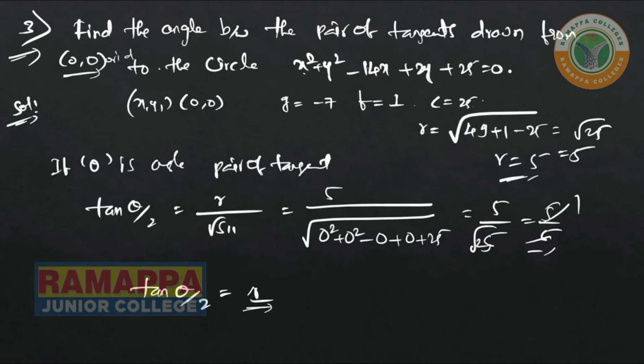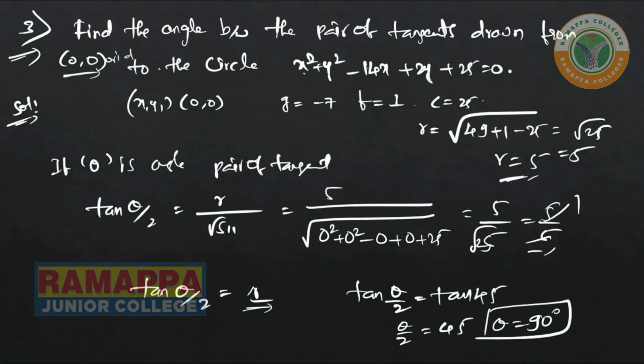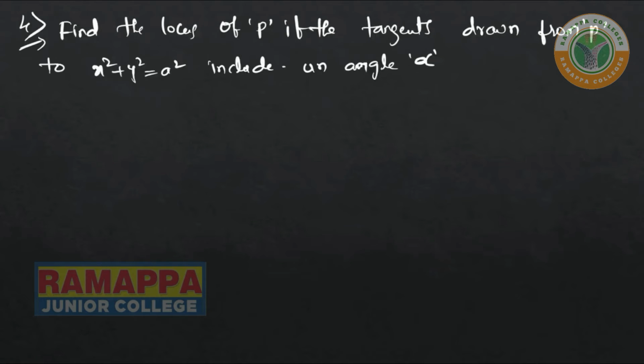We can write 1 as tan 45, is equal to 1 only. Okay, tan theta by 2 is equal to tan 45. Theta by 2 is equal to 45. So theta is equal to 90 degrees here. So this is the answer. Now move to the fourth question here.